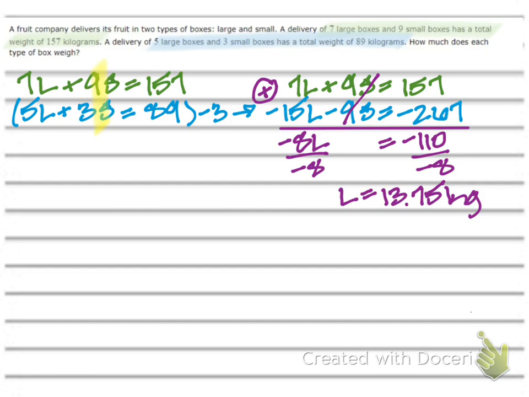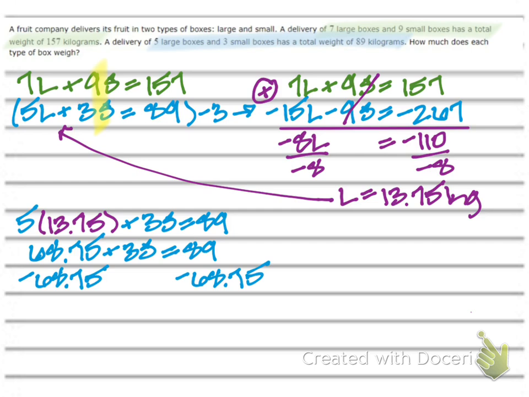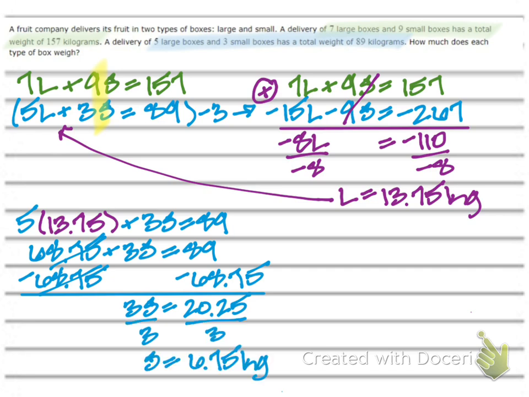So the large box is $13.75. Now I'm going to take that L value and plug it into one of my original equations. It doesn't matter which one. I'm going to choose the bottom one because the numbers are smaller. So plugging in, doing the math, right? Move the 68.75. Now I have 3S. Divide by 3, and S is 6.75 kilograms.